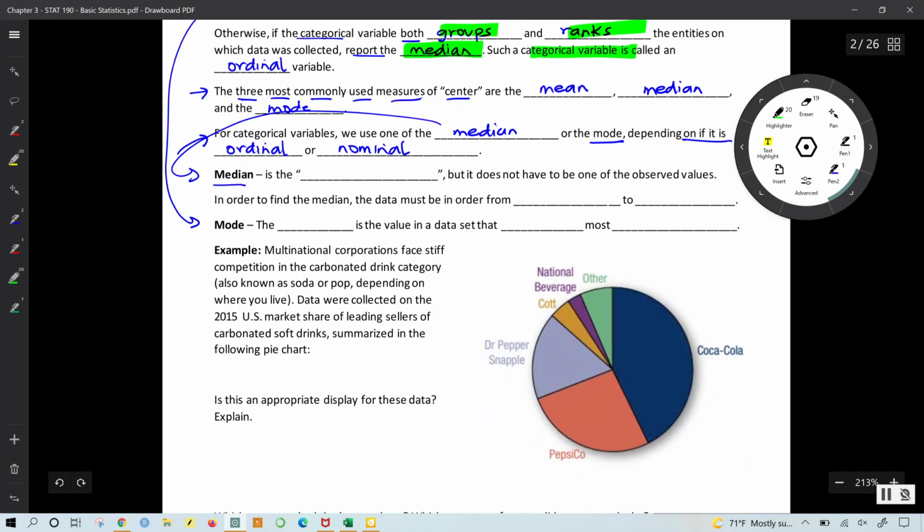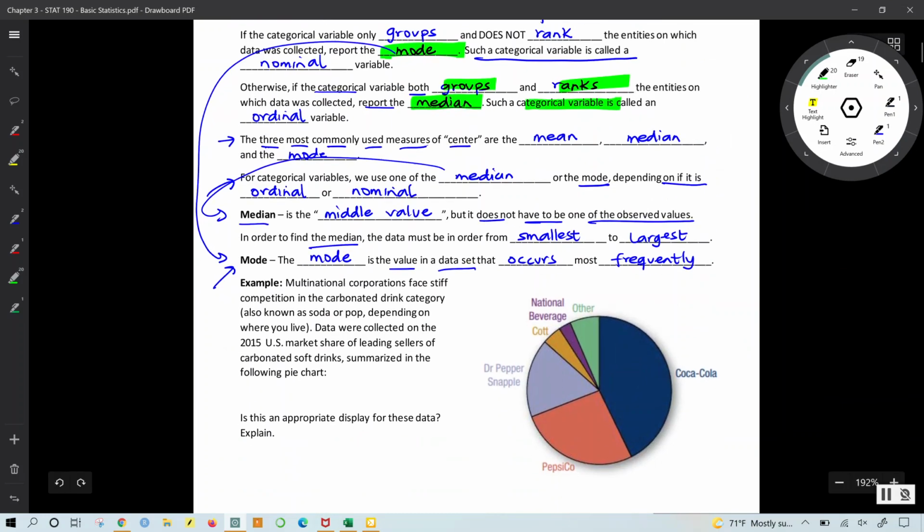So, what is the median? The median, in layman terms, is simply the middle value in a set of data, but it does not necessarily have to be one of the observed values. We will see an example of why this can be so. In order to find the median, usually when you're given a bunch of data values, you must first order the data set from the smallest to the largest data value. Then, the mode is the value in the data set that occurs most frequently in the data set.